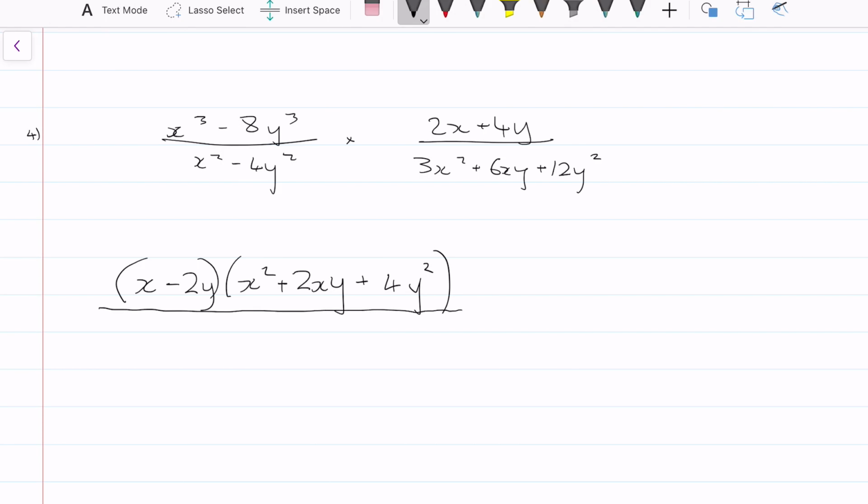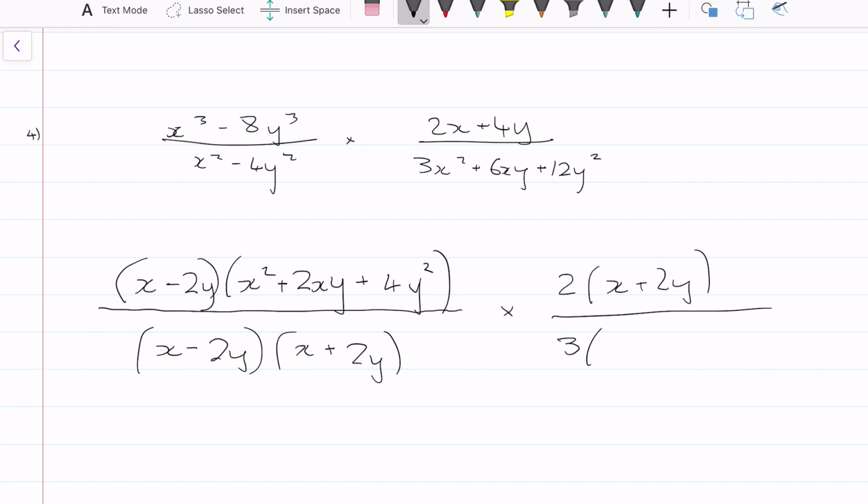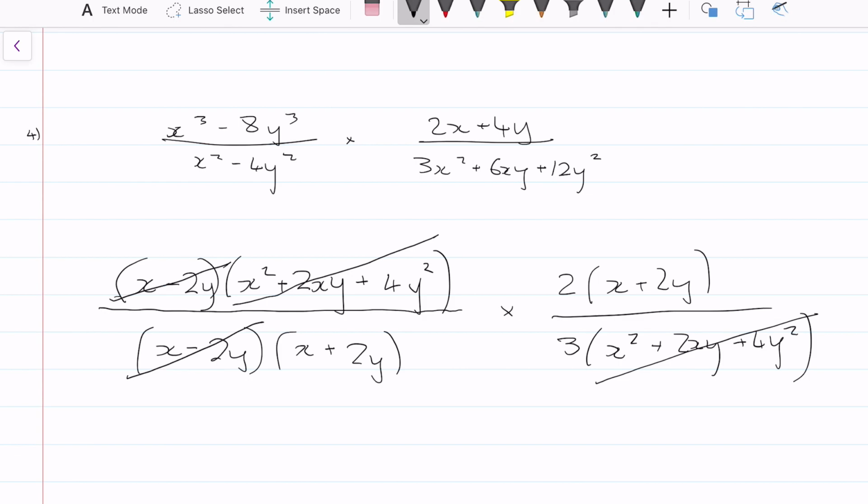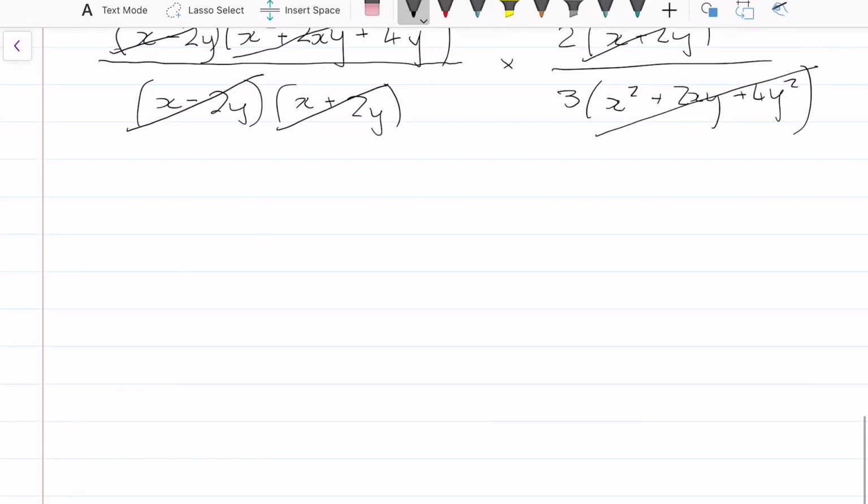Okay, and I'm going to use difference of two squares at the bottom, so x minus 2y times x plus 2y. I'm going to factor out a 2 at the top, so I'm left with x plus 2y, and at the bottom I'm going to factor out a 3, so I'm left with x squared plus 2xy plus 4y squared. And look at that, these two big terms cancel each other, which is very nice. These two terms cancel, and x plus 2y cancels with x plus 2y, leaving us with a final answer of 2 over 3. Okay, and that is the final answer.